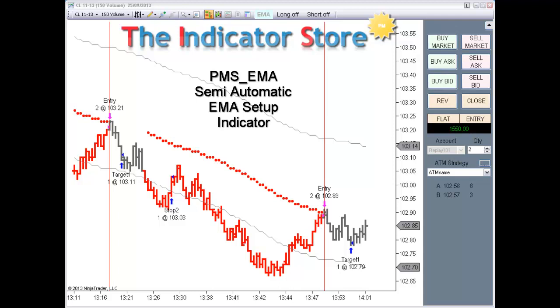Hello everyone, today I am going to present the new version of the strategy PM EMA, now in semi-automatic mode.